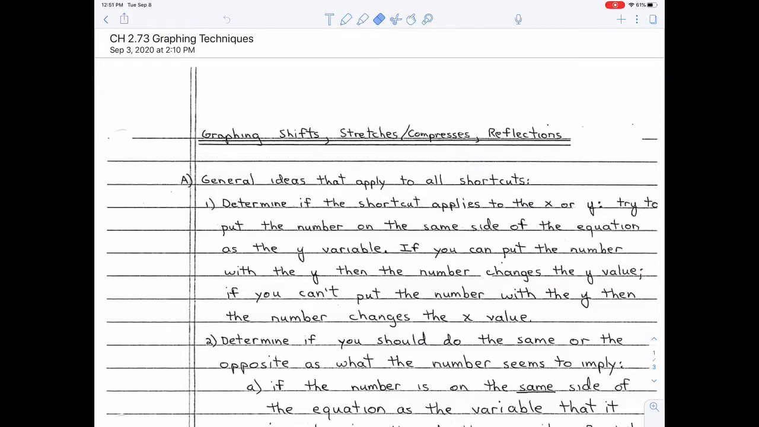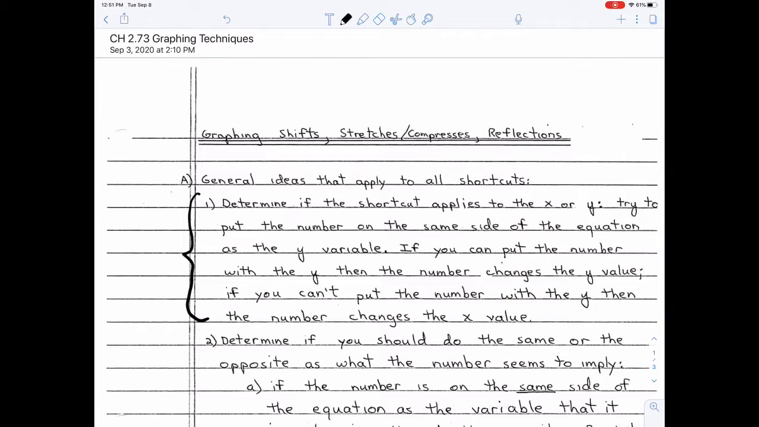Well, today we're just going to look at how you read the equation. Basically it comes down to this. Again, first, you're going to look at whether you're changing the x or the y, and you're going to do the exact same thing as we did last time. Can you put the number on the same side of the equation as the y or not? If you can, then it's changing the y, and if you can't, it's changing the x. I don't try and put it with the x. The question is, can you put it with the y?